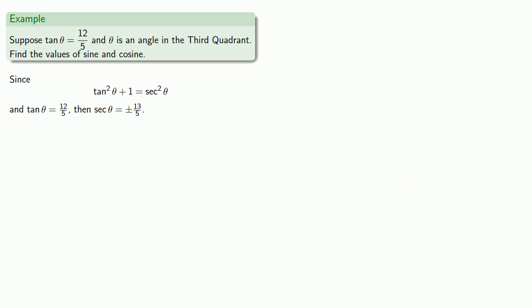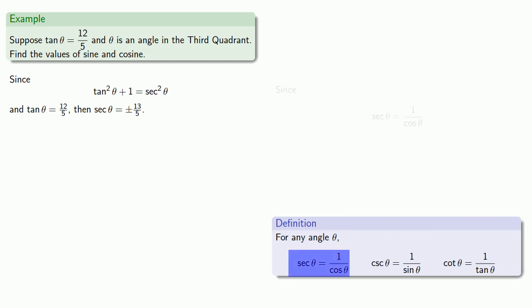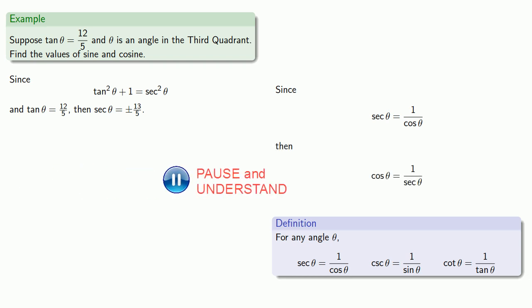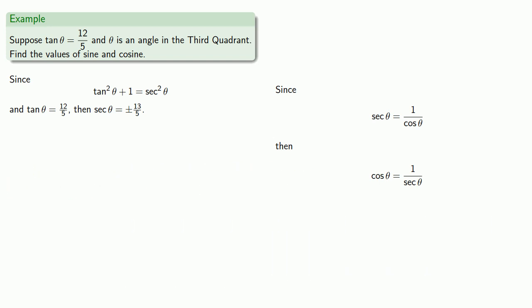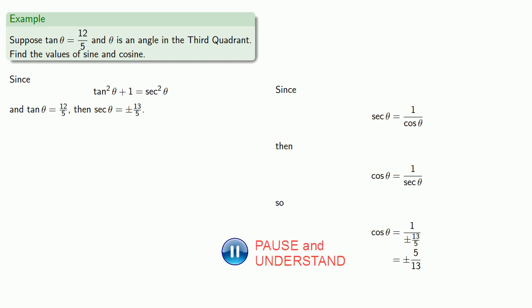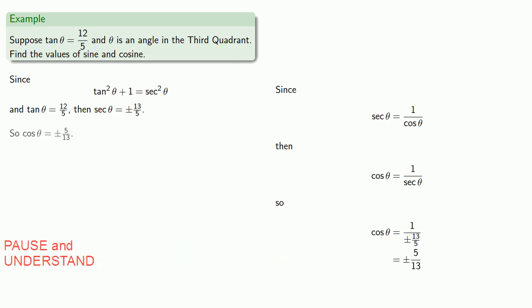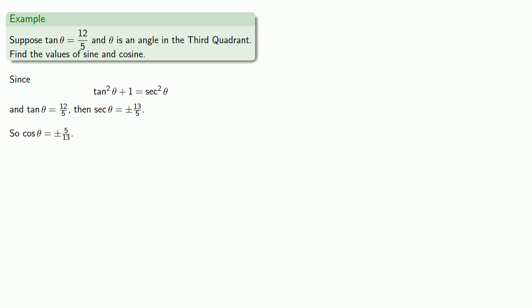Remember that, by definition, secant theta is 1 over cosine theta. So since secant theta is 1 over cosine theta, then cosine theta is 1 over secant theta. And so that means that cosine of theta is plus or minus 5/13. But there can be only one. Cosine of theta must be either 5/13 or negative 5/13. So which one is it?